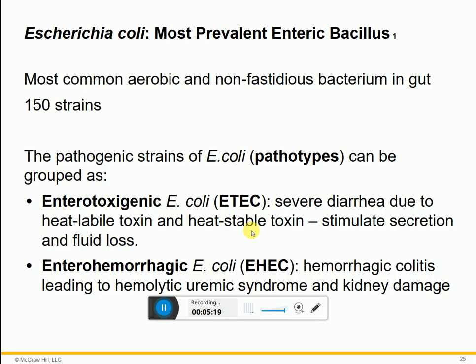Now, the enterohemorrhagic E. coli, or the EHECs, produce an exotoxin that leads to inflammation of the colon and bleeding. That is called hemorrhagic colitis. Sometimes that toxin is absorbed by the intestine and gets to the kidneys, leading to what is known as hemolytic uremic syndrome. It could eventually lead to kidney damage.